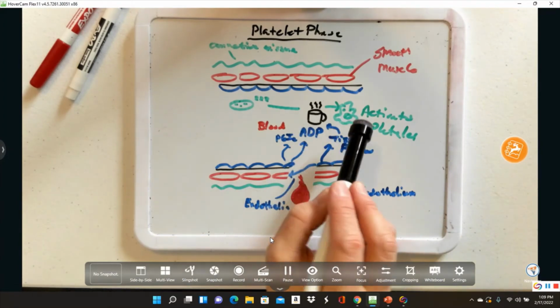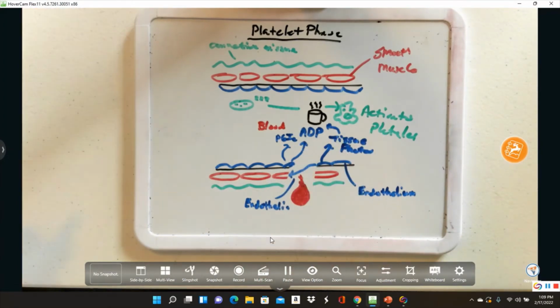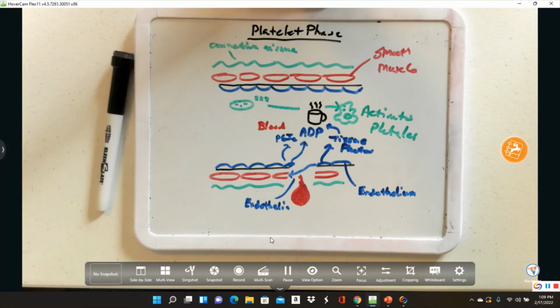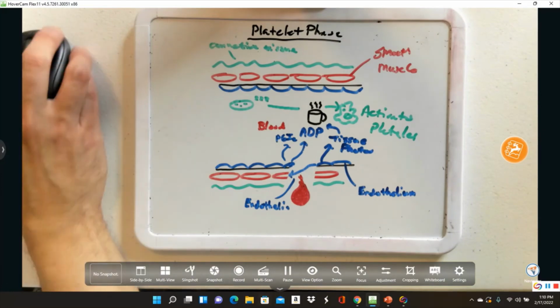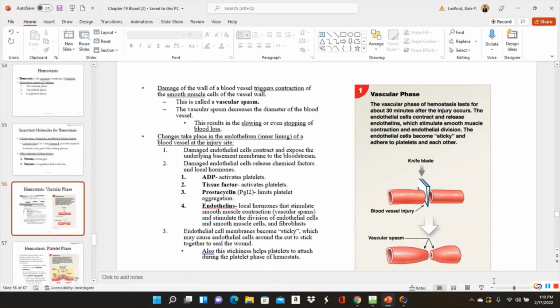PGI2 limits the number of platelets that get activated, so I don't activate too many. It's kind of like when I was in graduate school, I kept trying to pick committee members for my thesis committee, and my major professor said no. He said graduate committees are not like birthday parties. It is not the more the merrier. You will have a hard enough time convincing us you should graduate. So that helps prevent making those kinds of things.